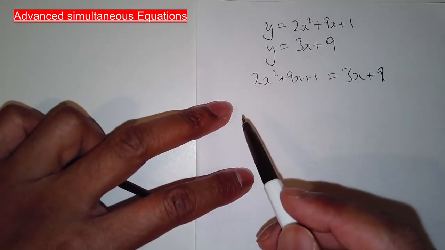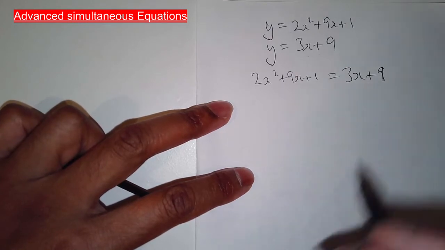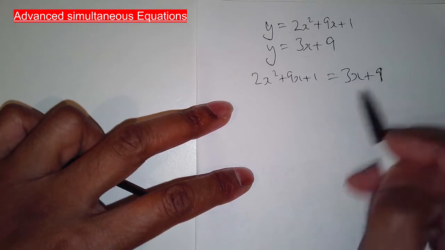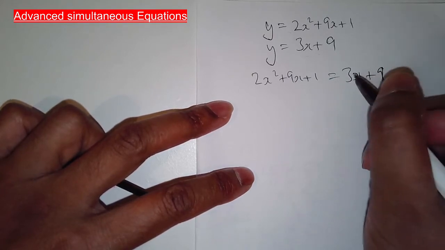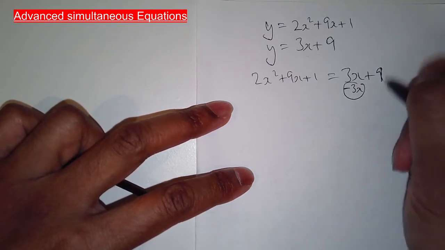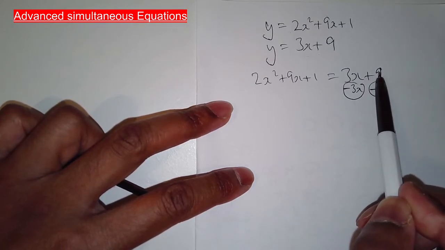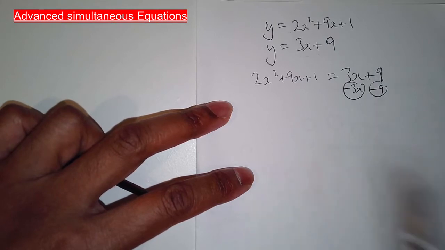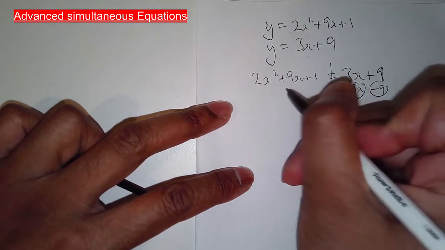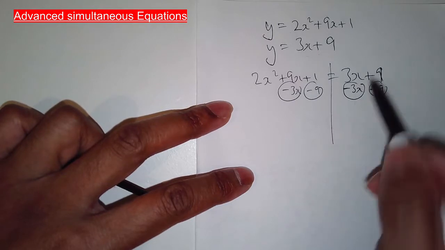Now we want to be able to solve a quadratic equation with a 0 on one side, and that's how we solve quadratic equations. So what you can do, this side is lighter, so I'm going to get rid of this side. To get rid of 3x, minus 3x. To get rid of plus 9, minus 9. Remember, if that was a minus 9 there, then you would have had to add 9 to cancel it. So just be careful. Whatever you do on this side, do on the other side.